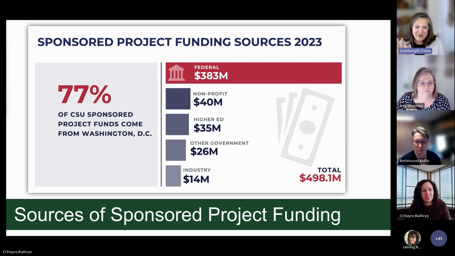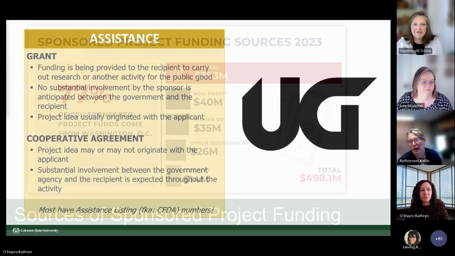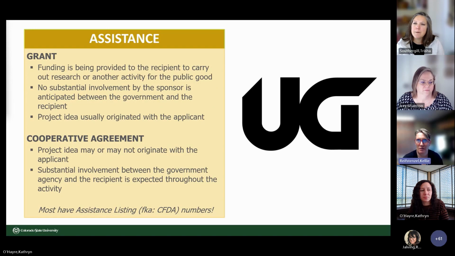But I found this data, I love looking at numbers, and I thought it was really interesting that funding from other higher education was at $35 million a year versus the nonprofit. I think on team 2, we must just see a lot of partners that we work with that are other universities.